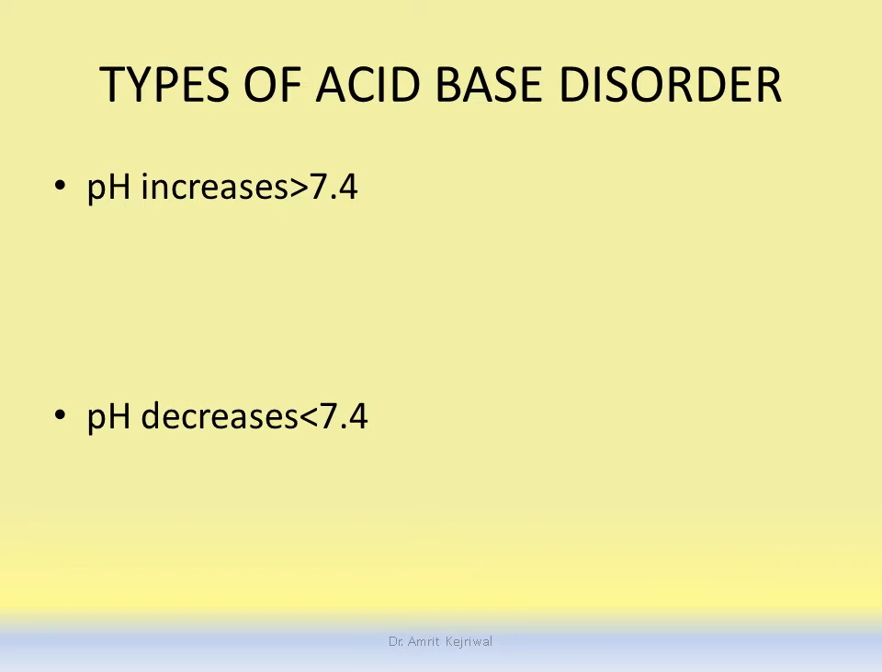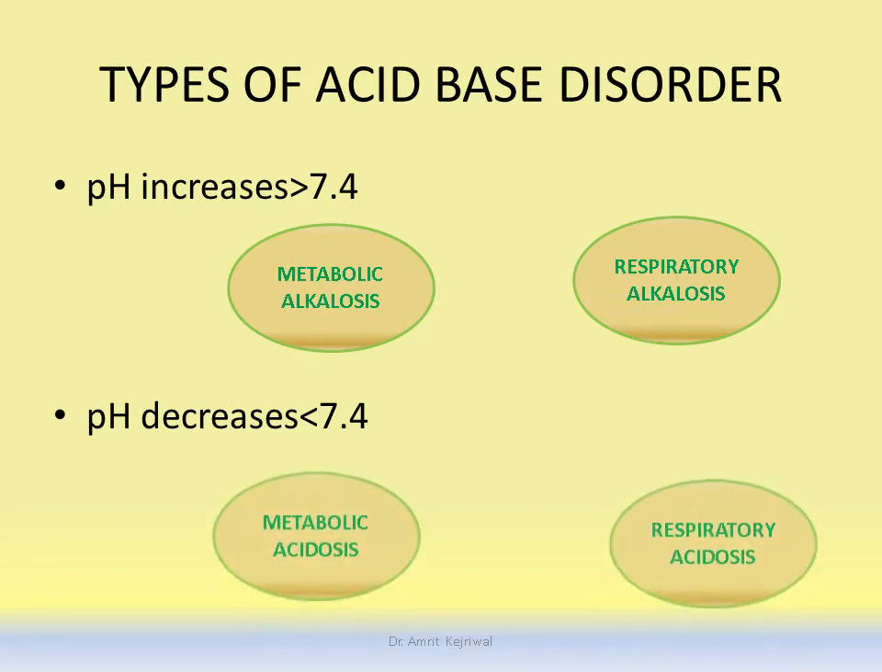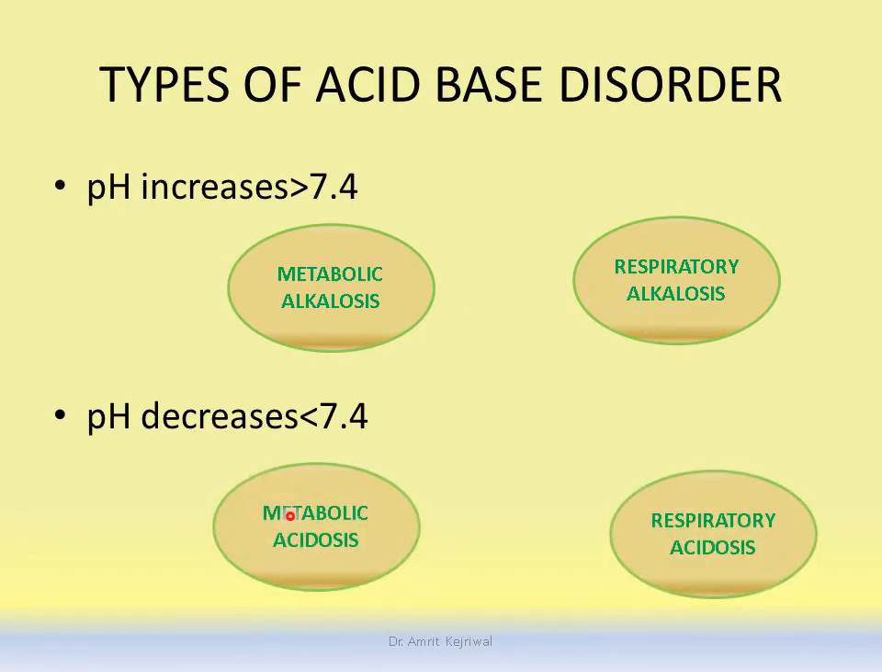Now, types of acid-base disorder. There are some in which the pH increases greater than 7.4 and some in which the pH decreases below 7.4, of which we are mainly concerned. So whenever the pH increases greater than 7.4, it can be due to metabolic alkalosis or respiratory alkalosis. And whenever the pH decreases below 7.4, it can be due to metabolic acidosis or respiratory acidosis.